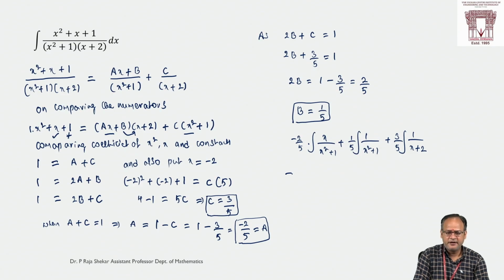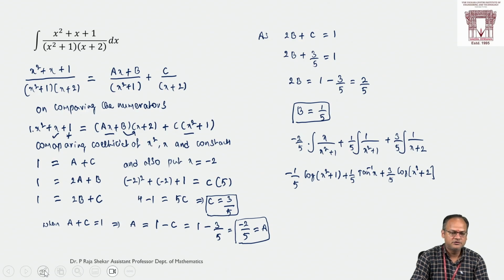So here integration of x by x square plus 1 will be log of x square plus 1. So it is minus 1 by 5 log of x square plus 1. Integration of 1 by x square plus 1 is tan inverse. And integration of 1 by x plus 2 is log of x plus 2. And what is left to do? It is to add the constant. So it is plus C.